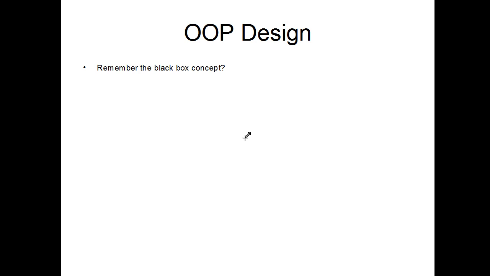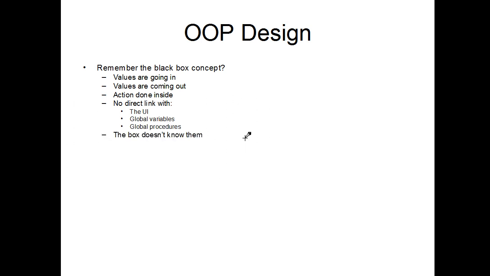The black box, the object of your class, is going to need some values. So there are some values that are going to go in the black box. There are some values that you're going to want to get out of your black box, the results. And there is some action that is going to be done inside the black box, completely hidden from the outside world. So because it's a black box, there will be no direct link with the UI, with any global variable or global procedure. The black box just doesn't know them.